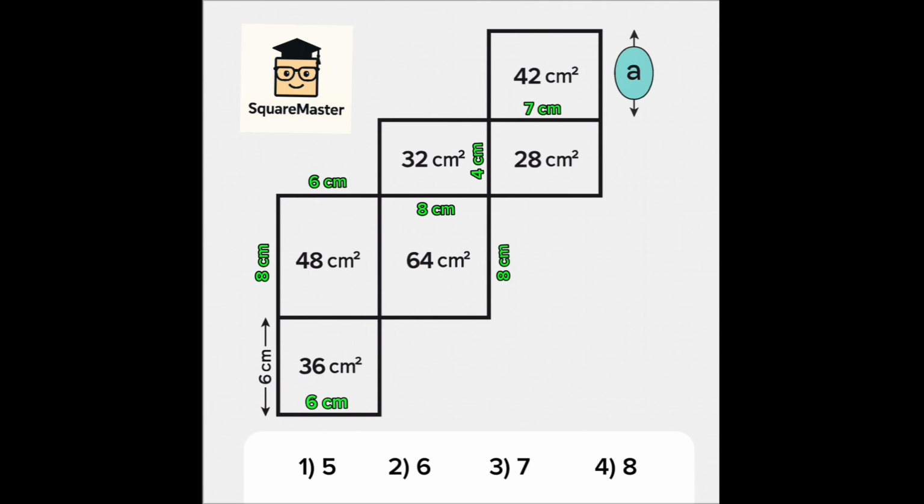So to find the missing side A, we divide 42 by 7. And the answer is 6 centimeters. So the mystery dimension A equals 6.